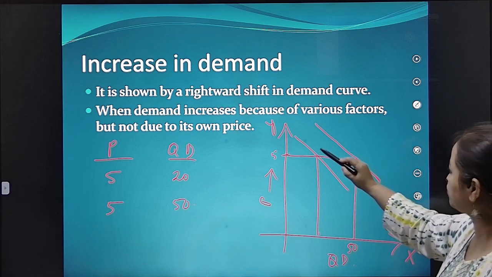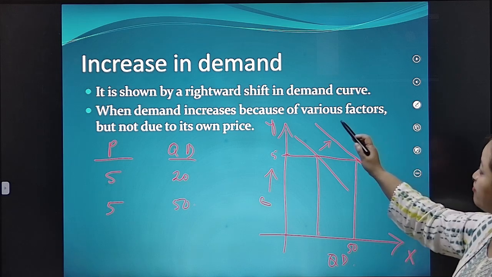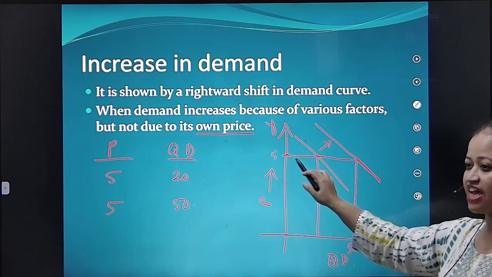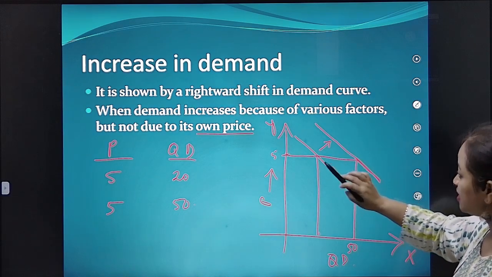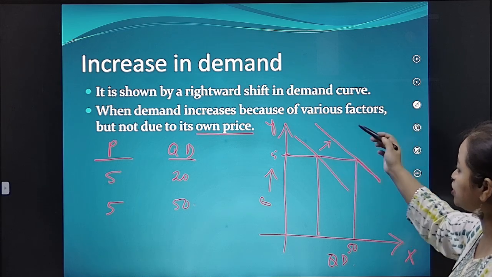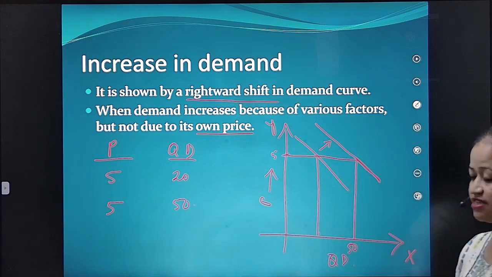नहीं है. It is shifted towards right. It is not along the same demand curve. So that is the difference. Have you understood the difference? So when there will be increase in demand because of other factors, but not due to its own price. Price तो वही है, 5 ही है, but demand has increased. Then the demand curve will shift. Okay? Demand curve will shift. Here, when there is increase in demand, the demand curve is shifting towards right side.